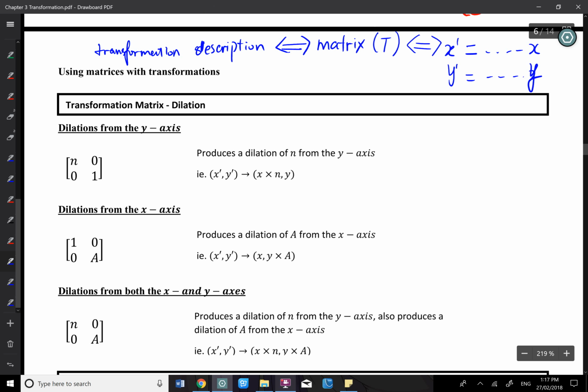Give you the matrix, you should be able to write x dash equals some x, y dash equals some y. Or give you x dash equals some x, y dash equals some y, you should be able to give the word description, like what we already know how to describe, and also give the matrix as well. I'll talk about how to convert between them, but I just want to say at the beginning, you can achieve that. That's what we're basically doing. You need to have both at the same time.